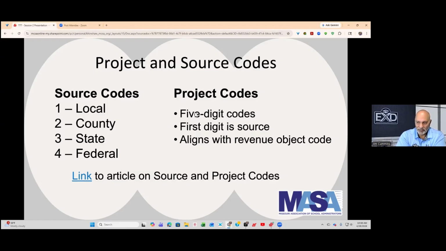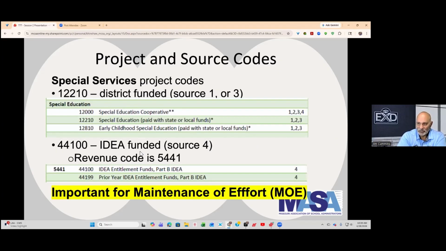The project codes, and again, I've got a link here to the article I wrote about source and project codes. The project 5-digit code is really important. I think I didn't understand this early in my career. The first digit is the source, and it aligns with the revenue object code. So there's a method to the madness that they put this together with. So here's an example and why it's important.